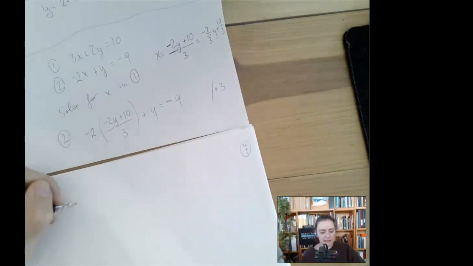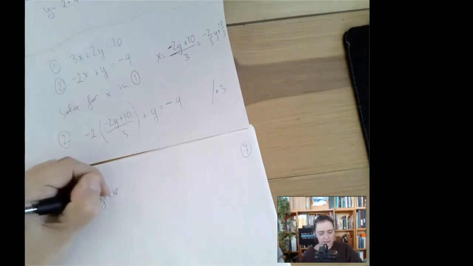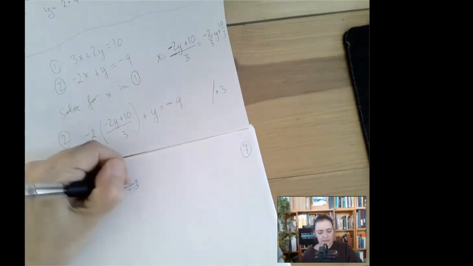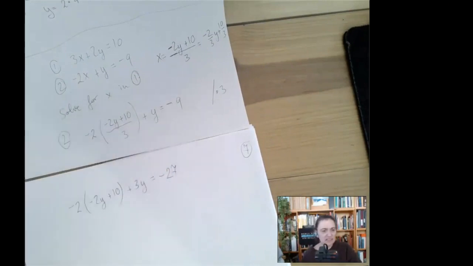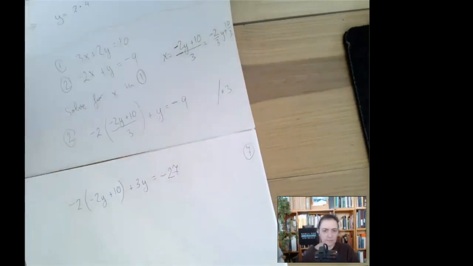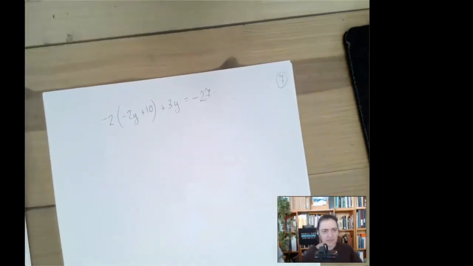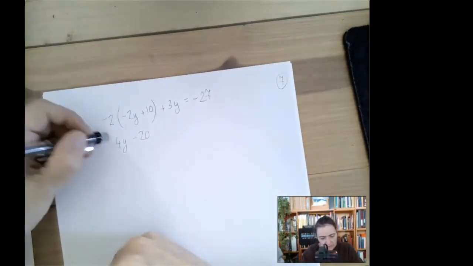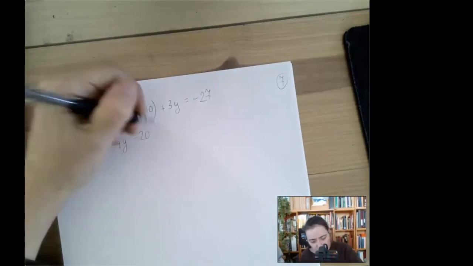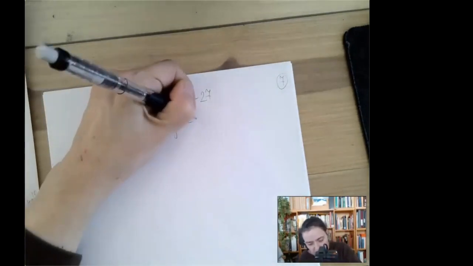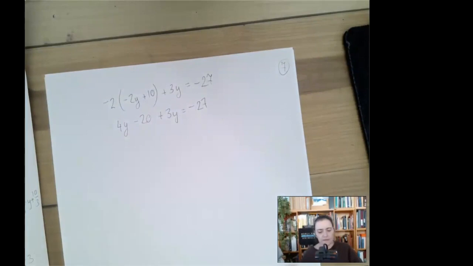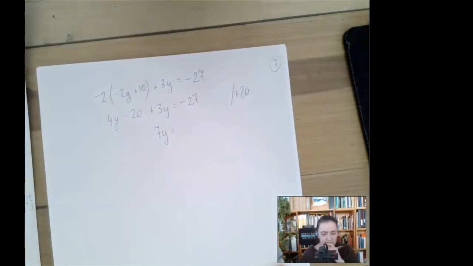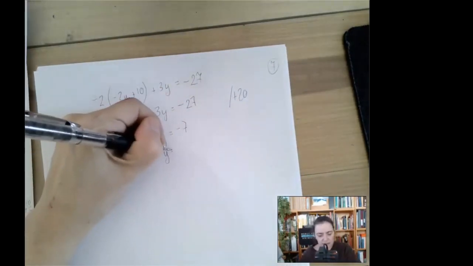What we get is -2 times (-2y plus 10) plus 3y equals -27. See, it didn't hurt so much. And now we're back to regular, normal. So it's not such a terrible thing. Minus 4y minus 20, no, plus 4y. 4y minus 20 plus 3y equals -27. So 7y, we add 20. 7y is -7, so y is -1.